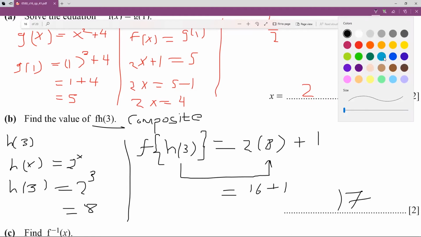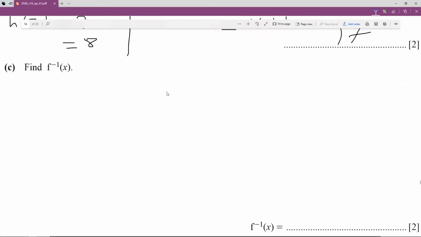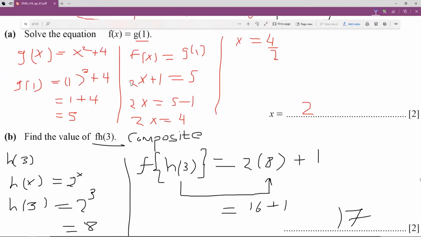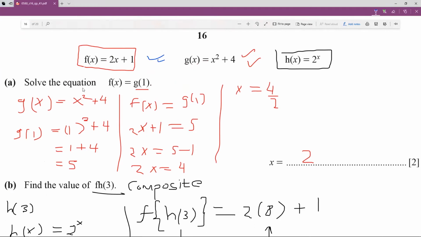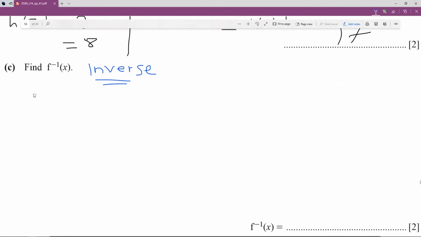Now I want us to solve the third part of these questions. f raised to the negative power 1. A negative power 1 simply means inverse. So they want the inverse of function f. Now where is f(x)? f(x) was 2x plus 1 right there. So let me just borrow it down here and say f(x) is 2x plus 1.